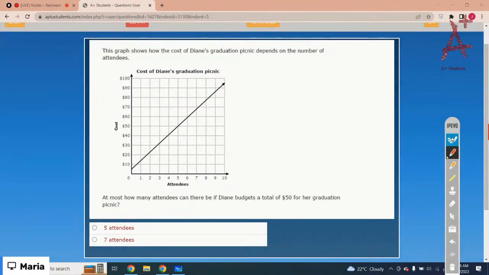This graph shows how the cost of Dayan's graduation picnic depends on the number of attendees. At most, how many attendees can there be if Dayan budgets a total of $50 for her graduation picnic? Okay, so she has $50. Just match the $50. That means if she has $50, the total attendees she can afford is 5. Got it? So the correct option is 5. Just select the correct option then click on the OK button.